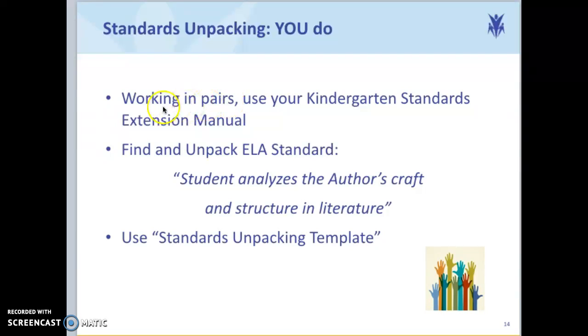So now you can either work in pairs or you can just work by yourself, and you can stop this video. Here is your standard. The student analyzes the author's craft and structure in literature. Use the standards unpacking template that's in the back of your standards extension manual. So you can stop this right now, and then I will continue.